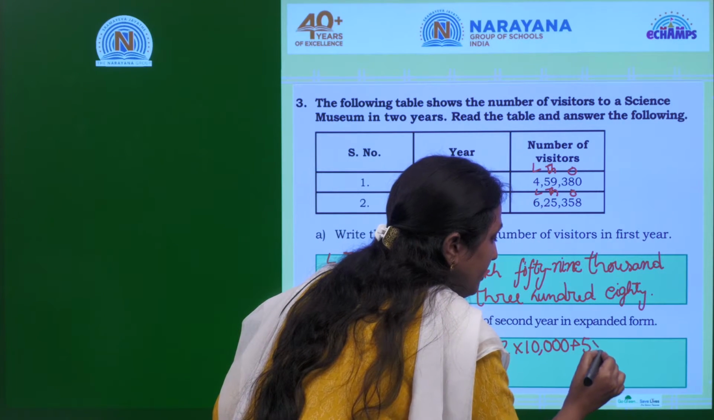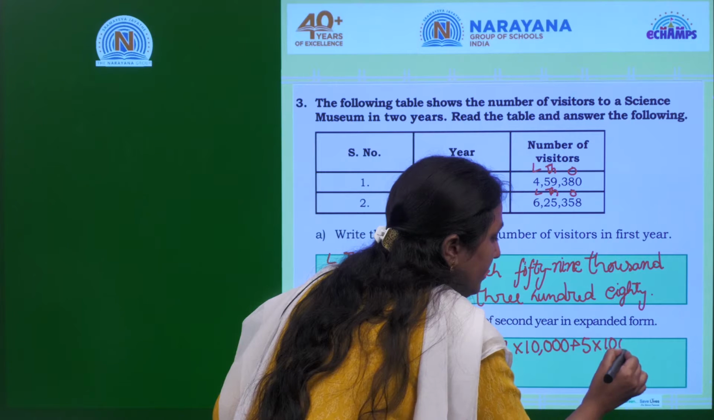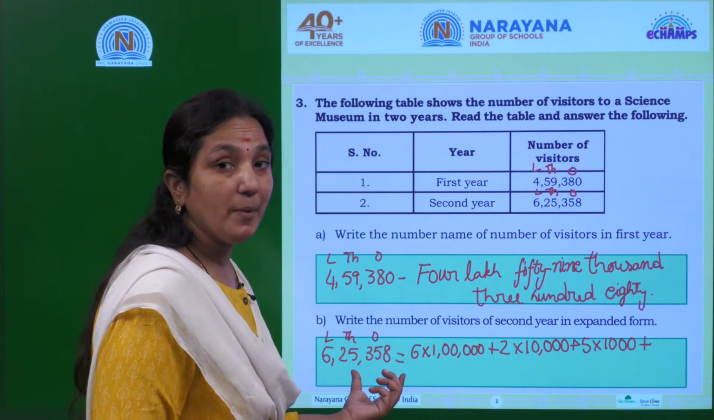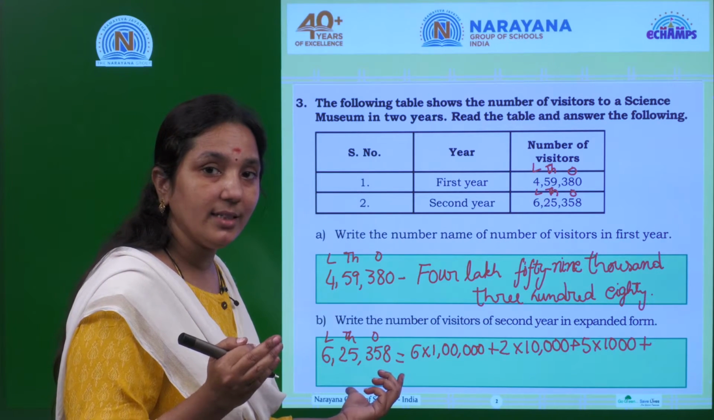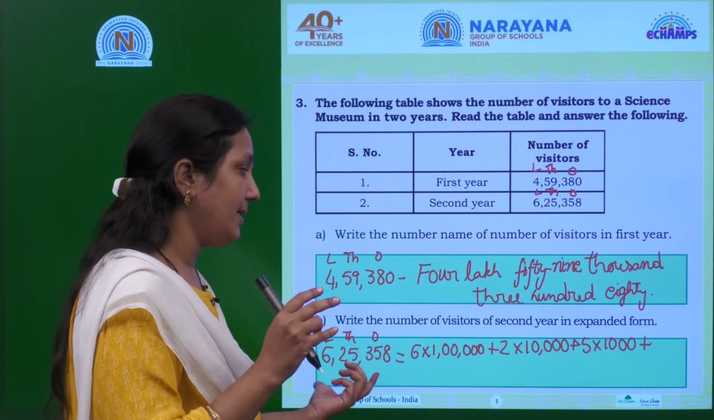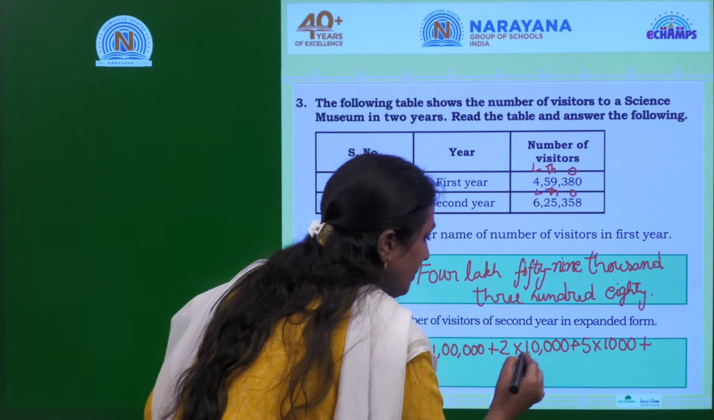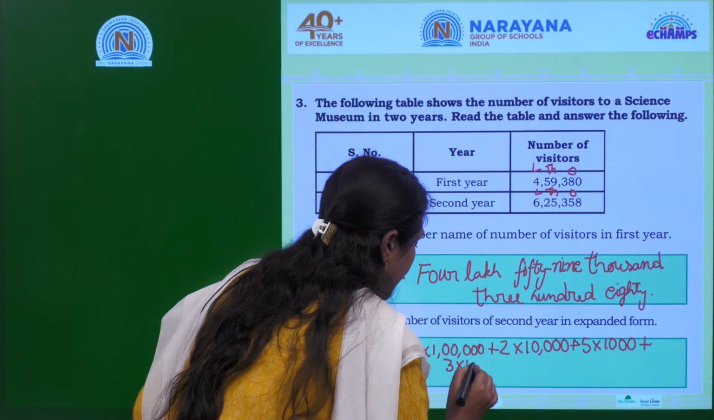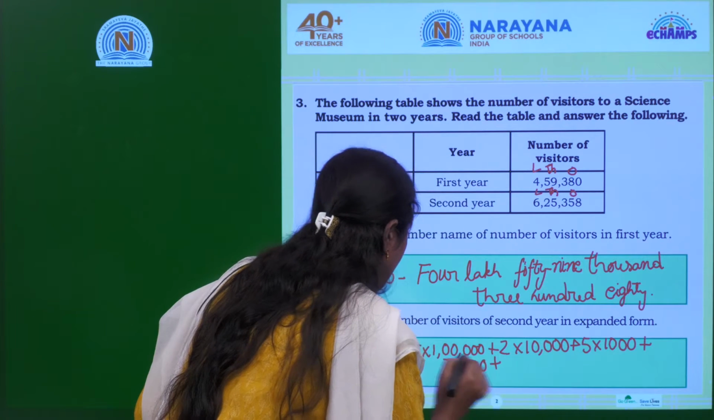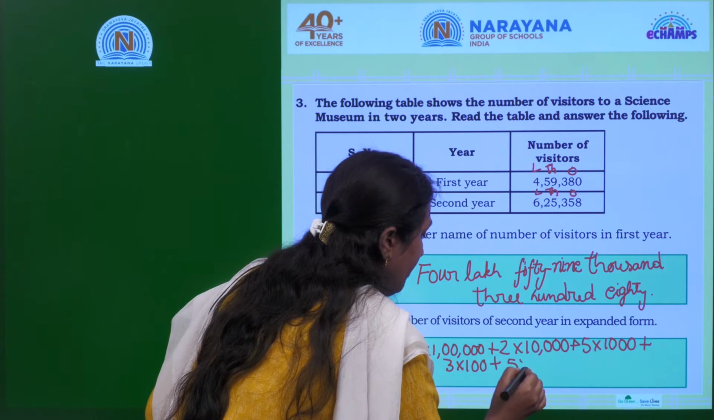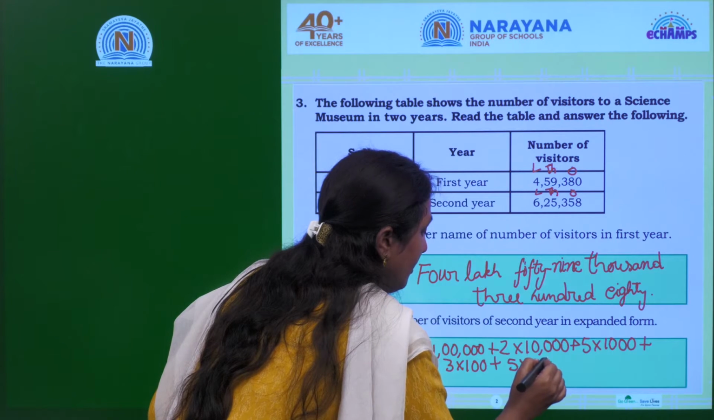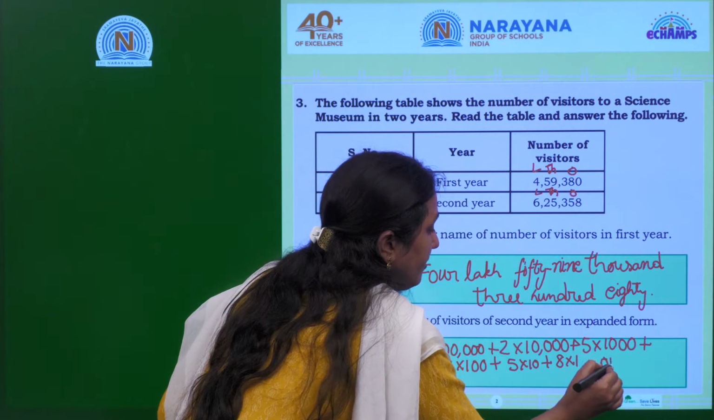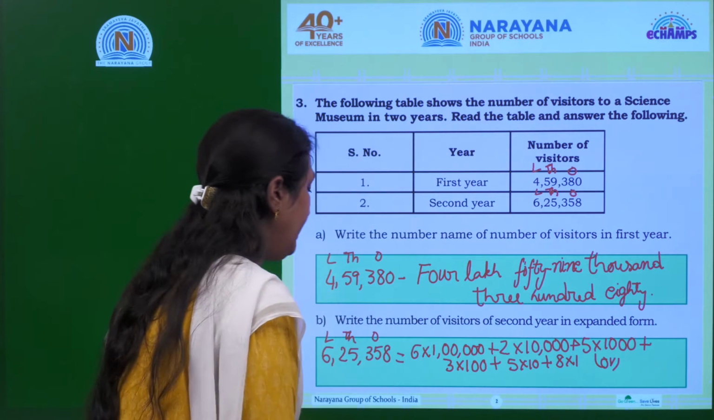So, 5 into 1,000 plus, and here in ones period we have 3 places. What are that? Ones, tens, hundreds. So, in hundreds we have 3 into 100, and in tens place we have 5 into 10, and in ones place we have 8 into 1. So, we can write another way very easily.